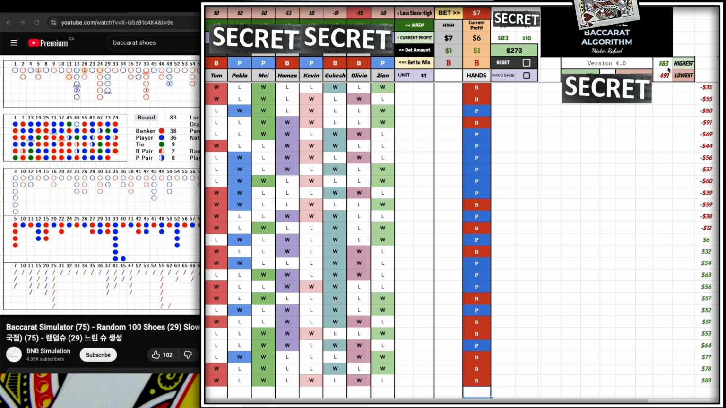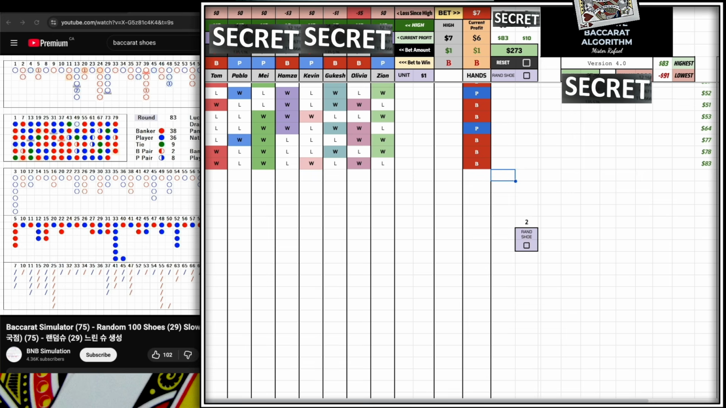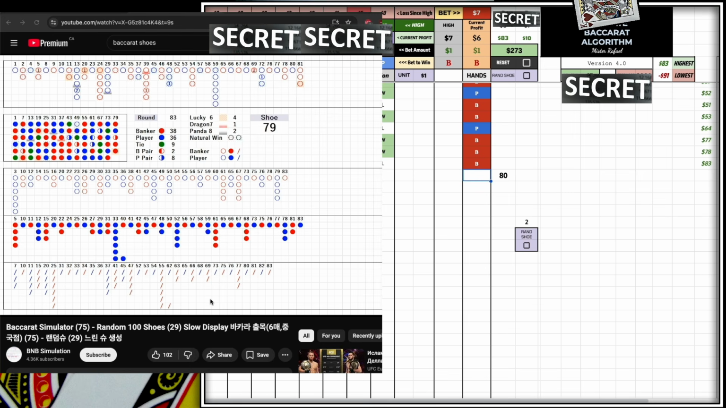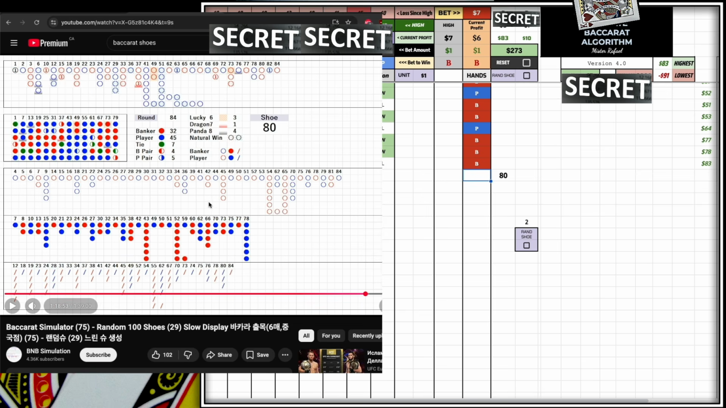Okay, highest profit $83. Biggest drawdown minus $91. Currently sitting at $83 in profit. Next bet $7 on banker. All right, shoe 80. Once again, the first result is a tie, so the first non-tie result is player. Here we go, shoe 80.